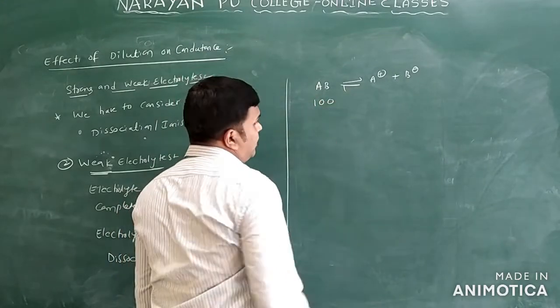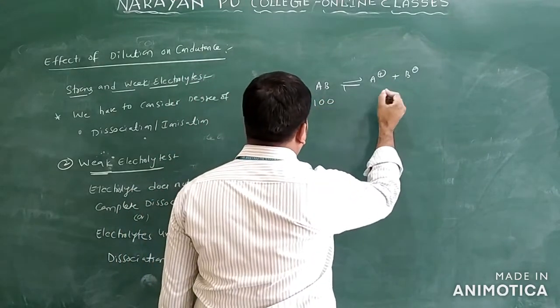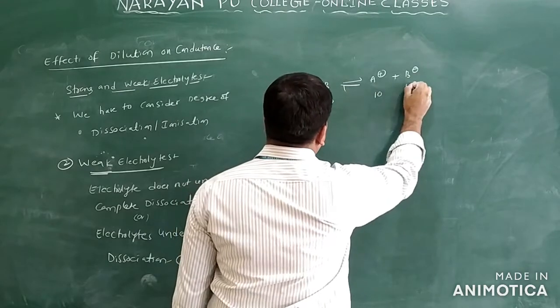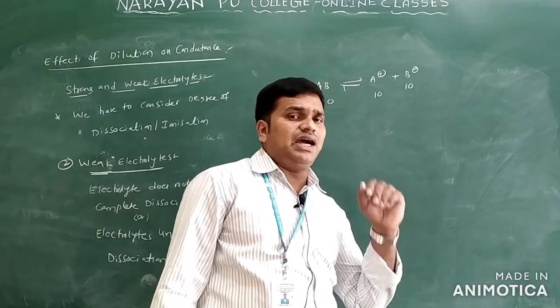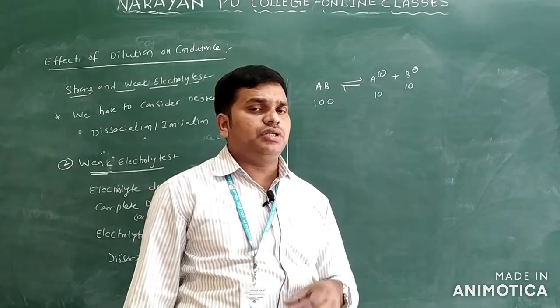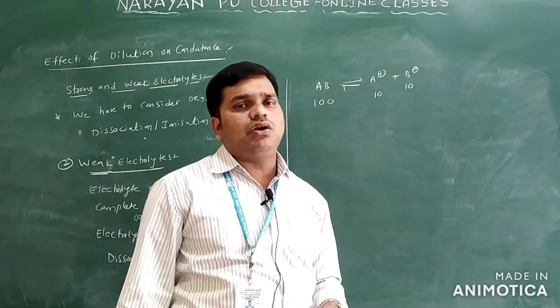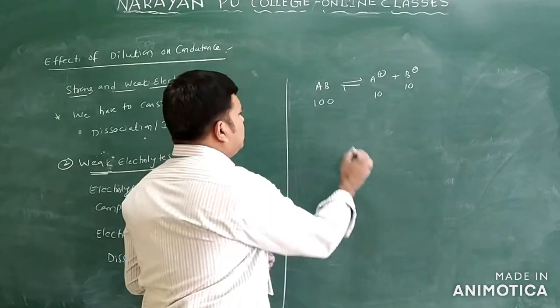Out of 100 AB molecules here, they undergo a partial dissociation. This is 10 and this is 10 only. How much are you taking? You are taking 100 only, but in that 100, how much undergo dissociation? Only 10% or 10 molecules undergo dissociation only. From this you can find out what?